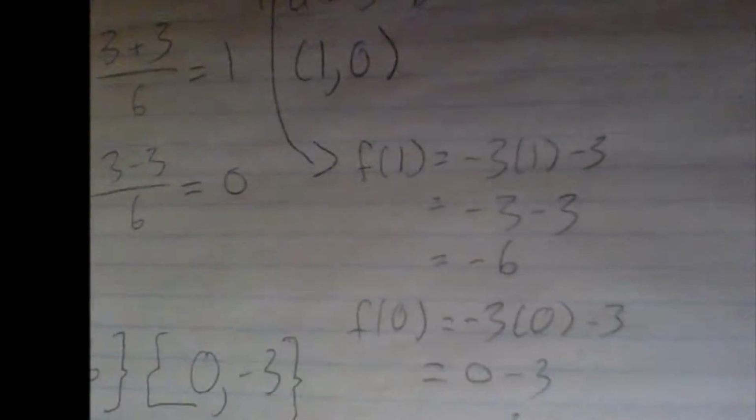And then we go back to the y equals -3x minus 3 equation, and we plug in f of 1 equals -3 times 1 minus 3, and that equals -6. And f of 0 is -3 times 0 minus 3, which equals -3. And these are our two final answers. So that's how you solve a system of nonlinear equations.